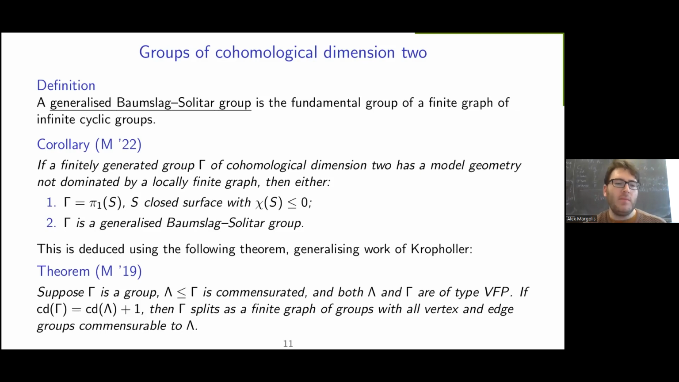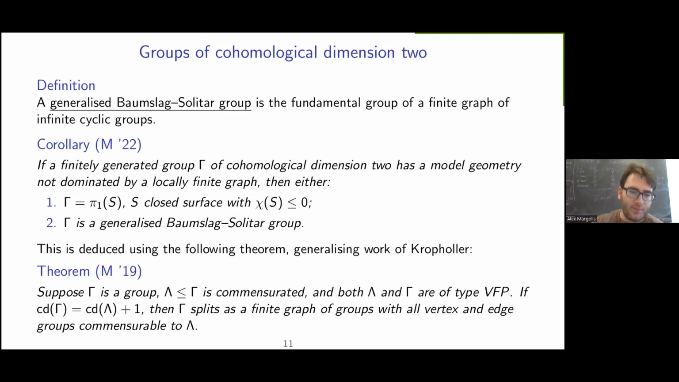And the main tool that's used to deduce this from the main theorem is the following theorem of mine, which generalizes work of Kropholler. In fact, Kropholler's theorem is actually enough to deduce this corollary, but the theorem I'm stating is more powerful. So if we have a group gamma and a subgroup lambda which is commensurated, such that both lambda and gamma are of type VFP, which is a finiteness property, then if the cohomological dimension of gamma is strictly one more than the cohomological dimension of lambda, then gamma splits as a finite graph of groups where all the vertex and edge groups are commensurable to lambda.